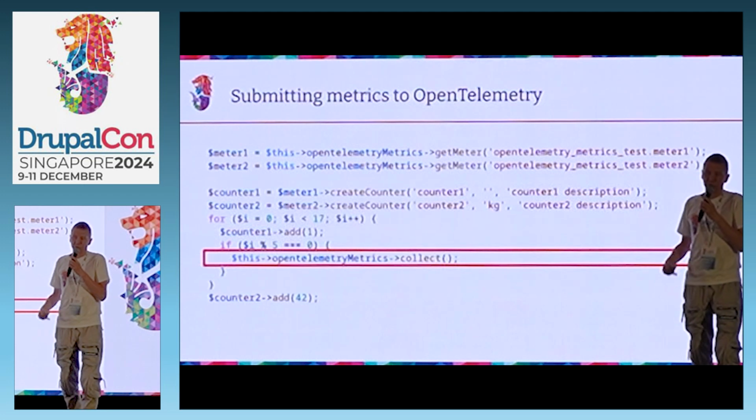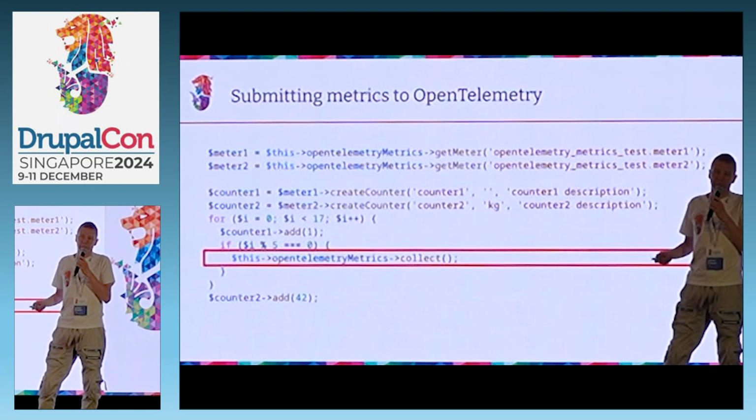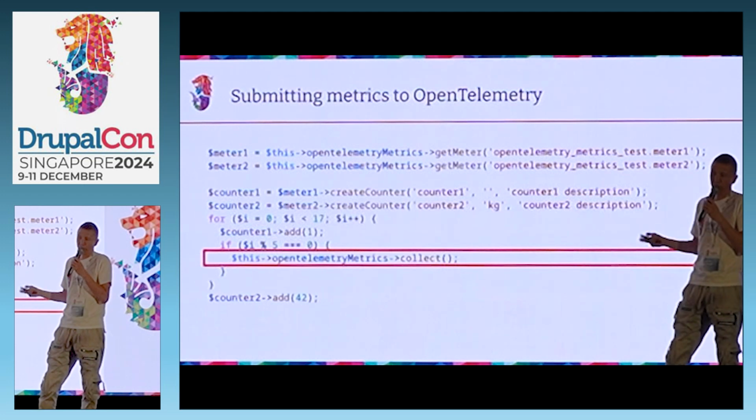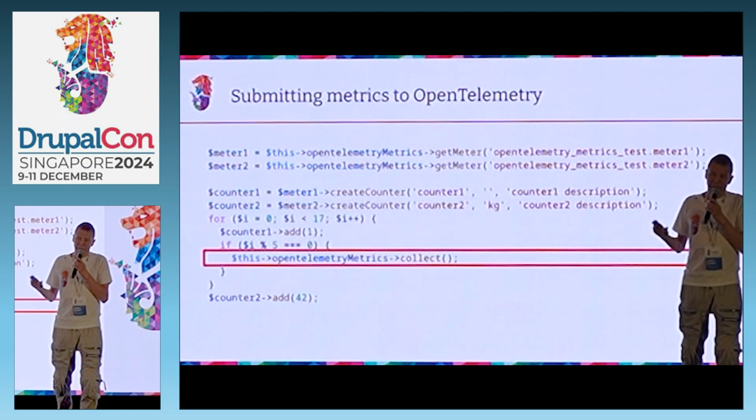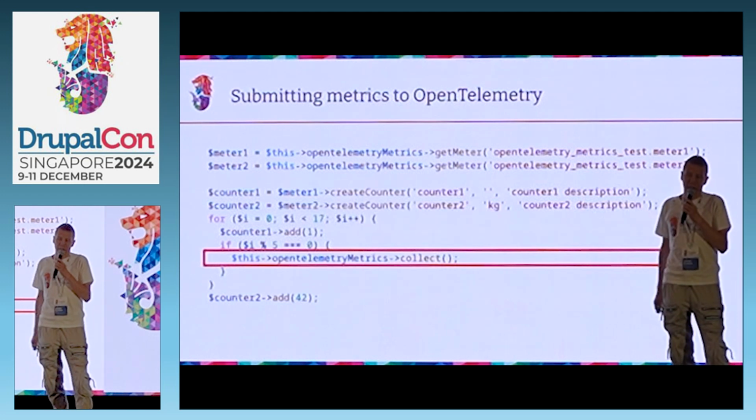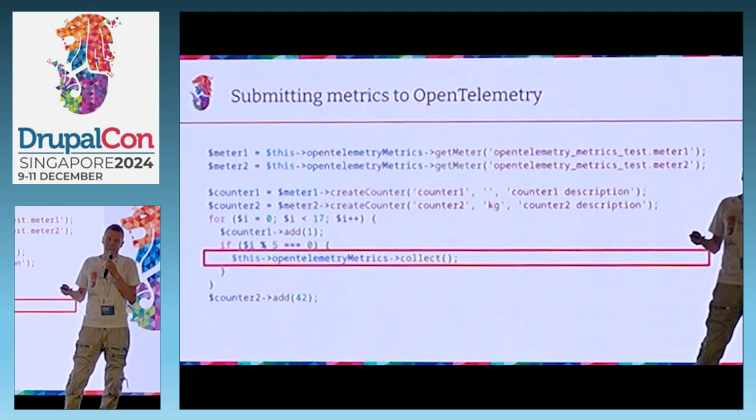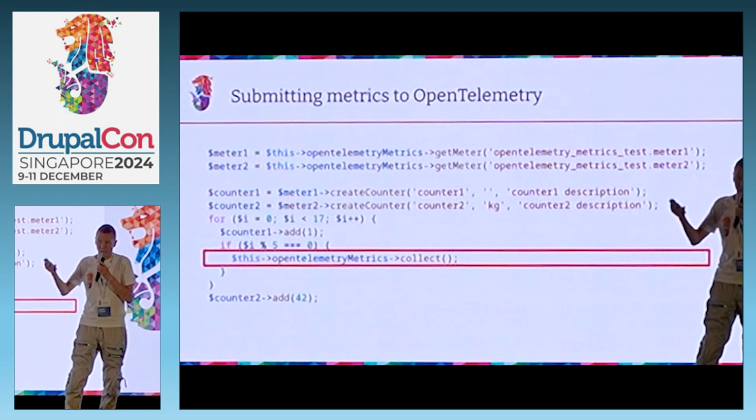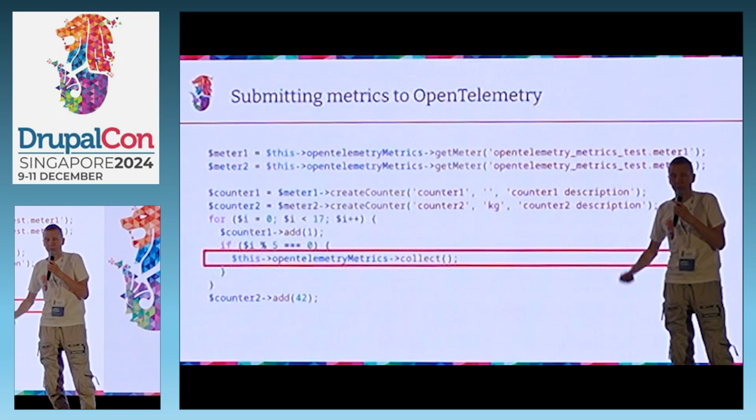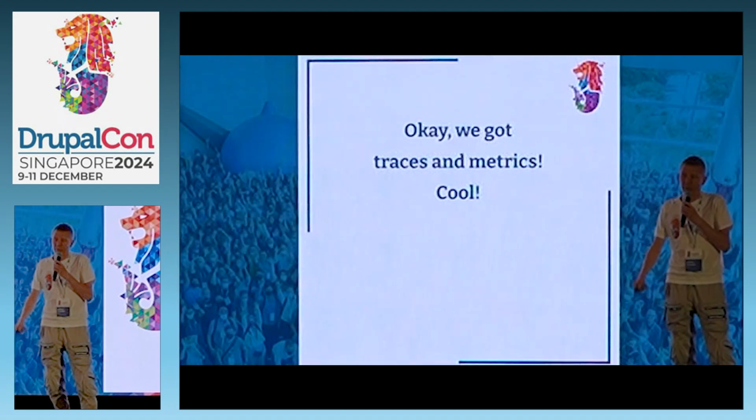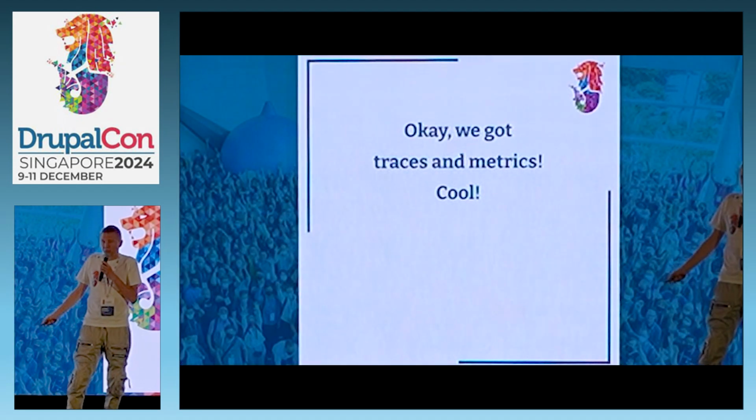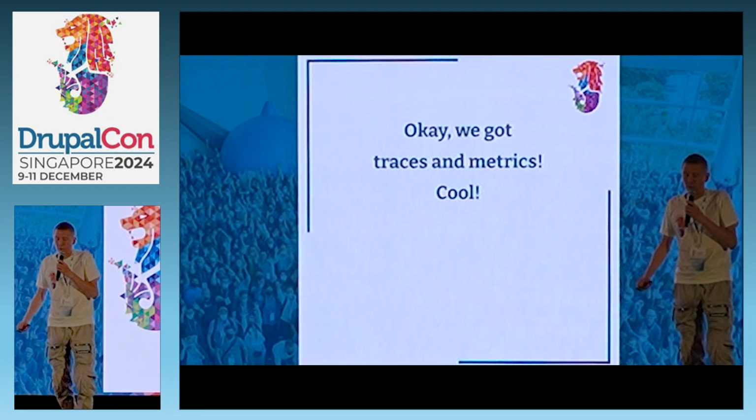And if you need to send the data not at the end of the request, but in the middle, you can call the collect method. And it will immediately send the data to the server. And if we miss this, on the terminate event, all the metrics will be automatically submitted to the OpenTelemetry endpoint. That is very convenient. So we got traces and metrics, that's cool.